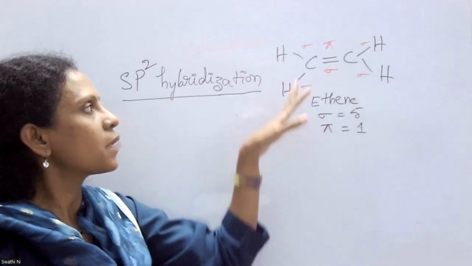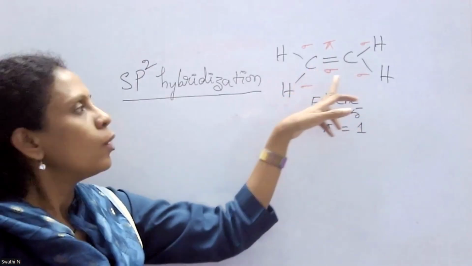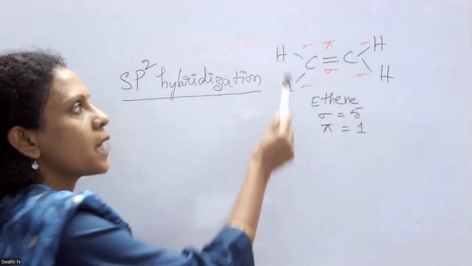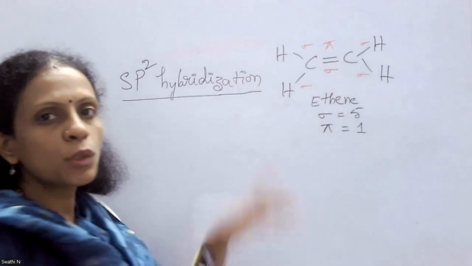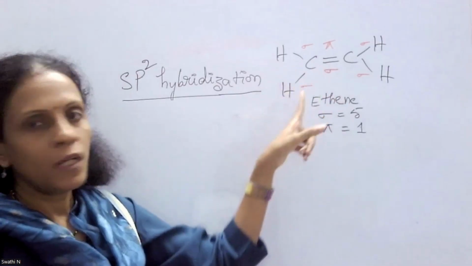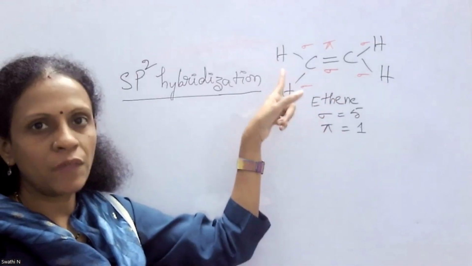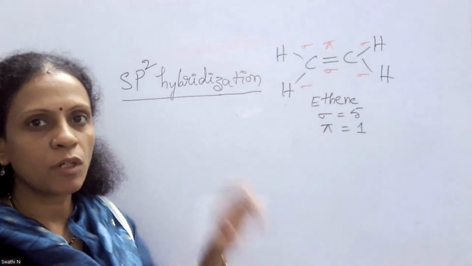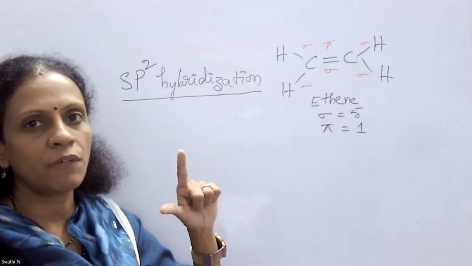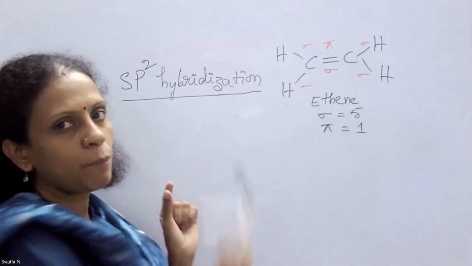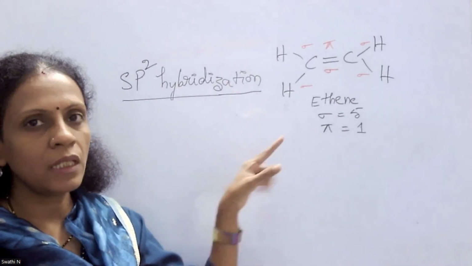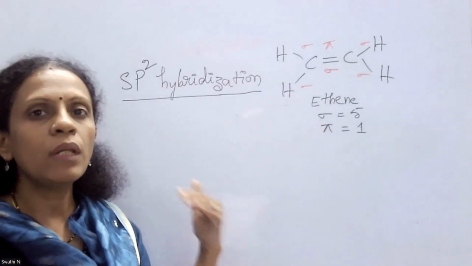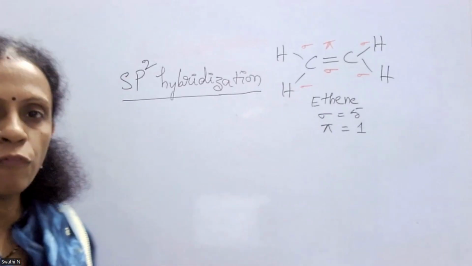If you look at this structure, you can see between carbon and carbon, one sigma bond is there. And between carbons and hydrogens, there are 4 sigma bonds: 1, 2, 3, 4. So overall, 1 plus 4, 5 sigma bonds will be there in the structure of ethene. And between both the carbon atoms, there is one more pi bond present, because a double bond means one sigma bond and the other one will be a pi bond. So overall in the structure of ethene, there will be a total of 5 sigma bonds and one pi bond. Now let us see how these 6 bonds are going to form.